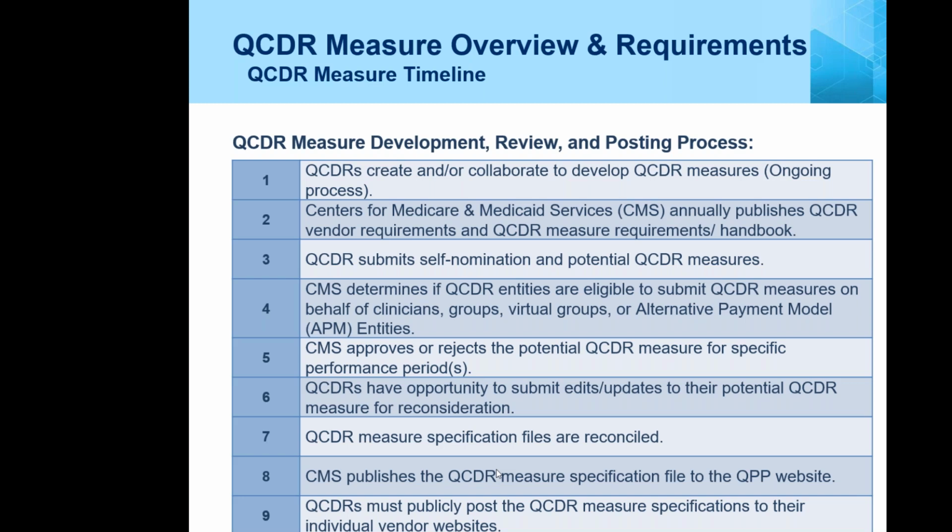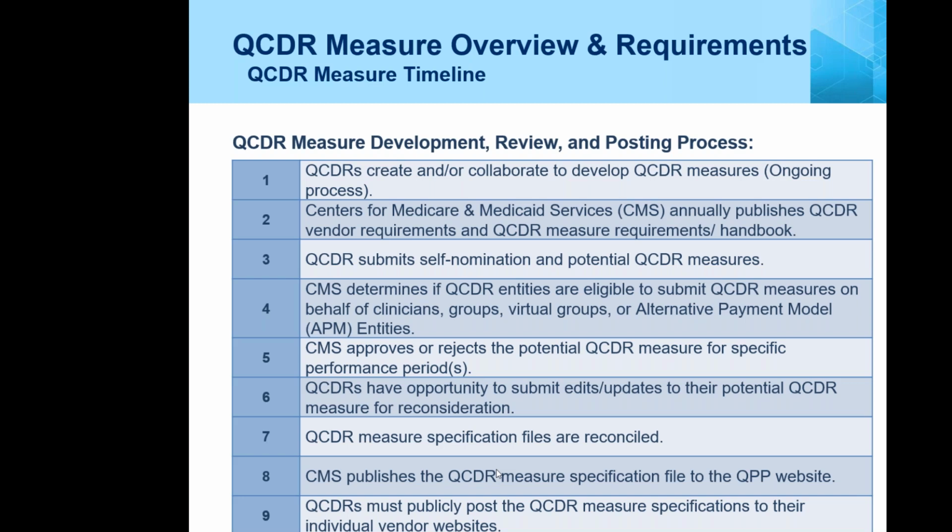The next step would be, if it is a rejected measure, the QCDR will have the opportunity to submit edits or updates to their measure to be reconsidered. And this is a great opportunity to provide justification on why the measure should be approved. Then once the final decisions are made, all the approved QCDR measure specifications files are then reconciled.